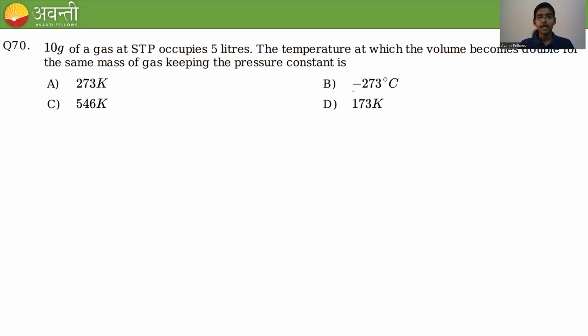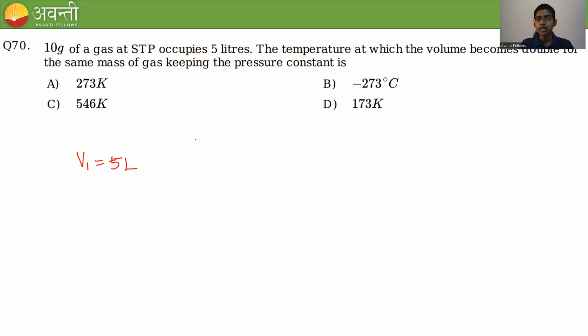10 gram of a gas at standard temperature and pressure occupies 5 liters. The temperature at which the volume becomes double for the same mass of gas, keeping the pressure constant is. So what is given here? Here, volume is given. V1 is equal to 5 liter.